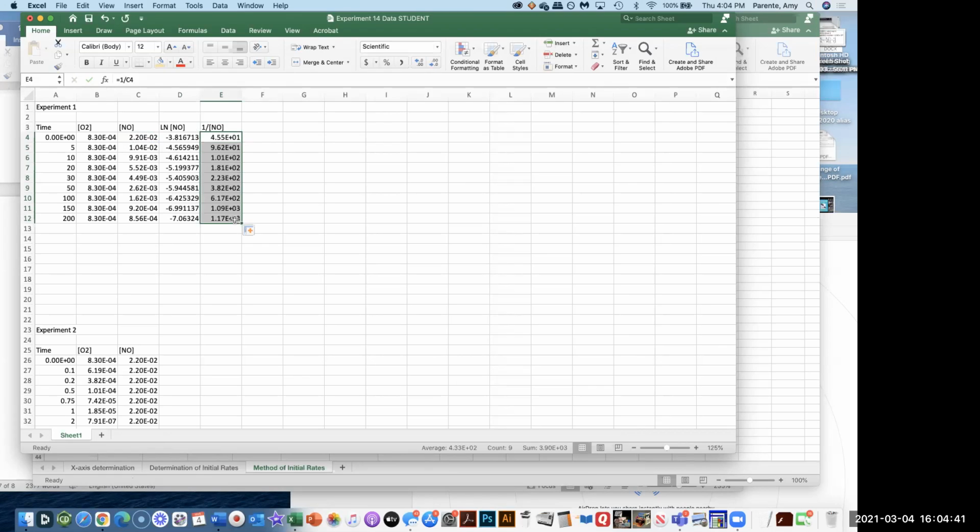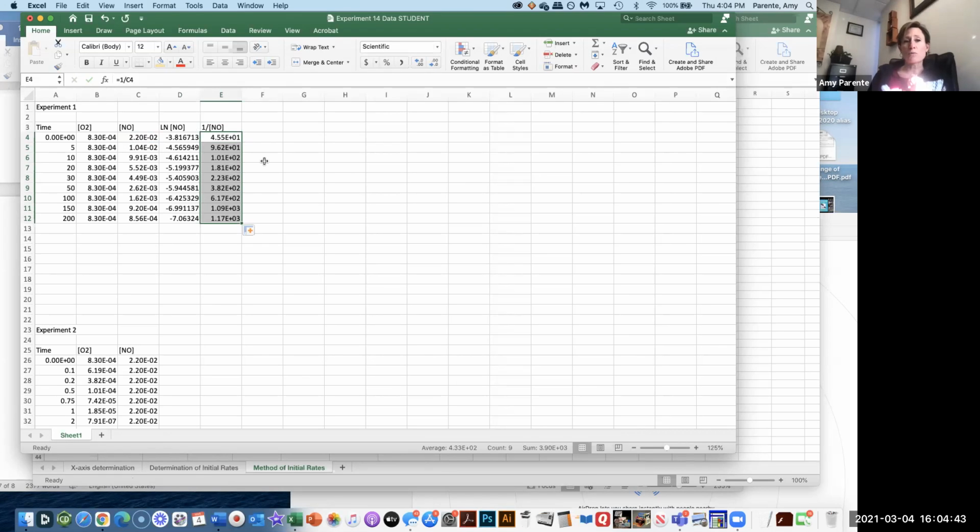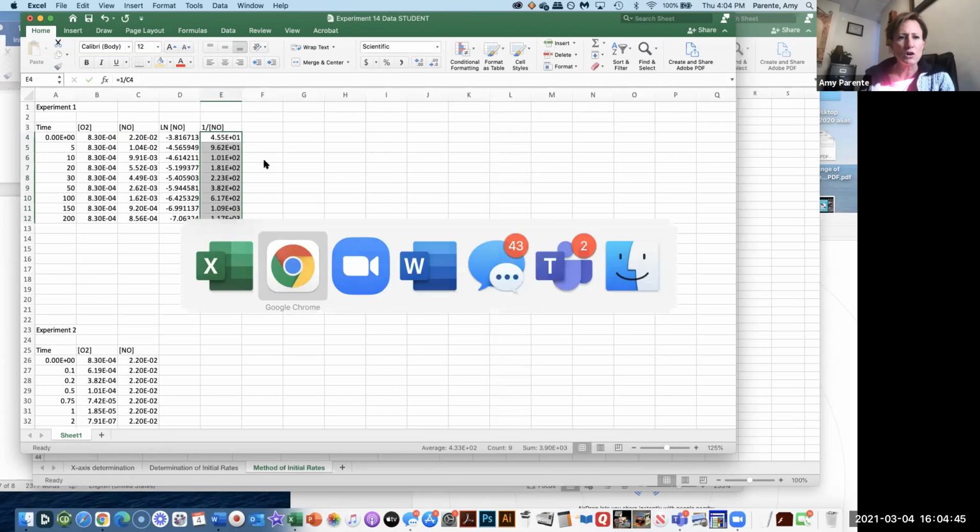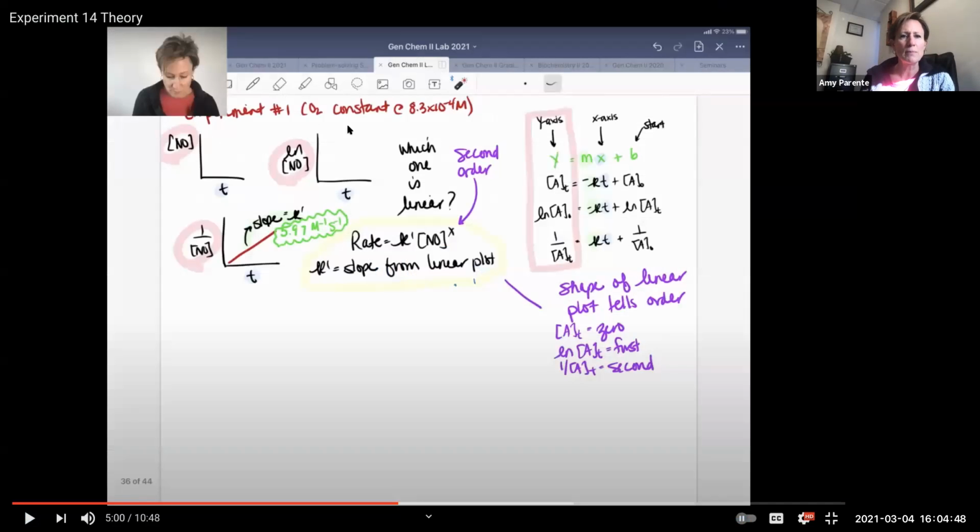Okay, so now we need to make 3 plots. Just like my picture was showing me over here, I want to make these 3 plots, and I'm going to see which one is linear.